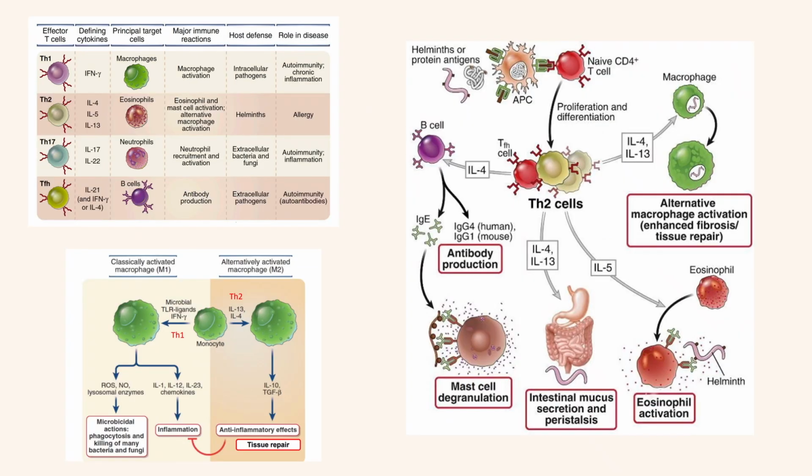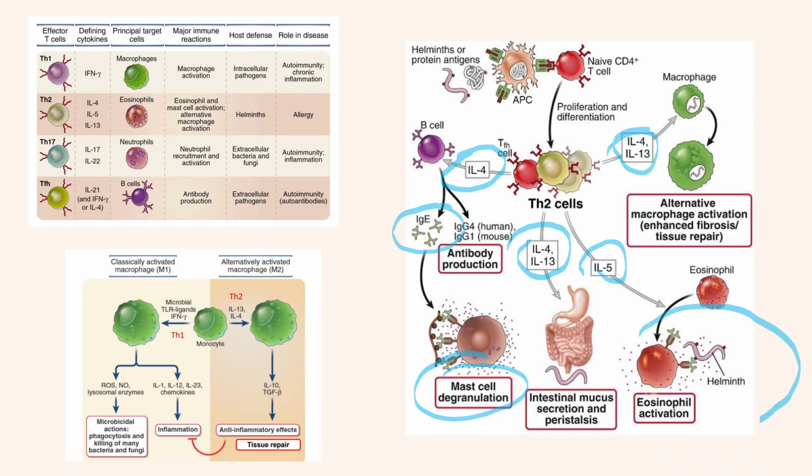The second subset is Th2 cells, which produce interleukin 4, 5, and 13. These cytokines are responsible for the production of IgE, mast cell activation, and eosinophil activation, which are going to directly fight against helminth parasites. And they are also going to promote the alternative macrophage activation, which is associated with tissue repair, wound healing, and fibrosis.